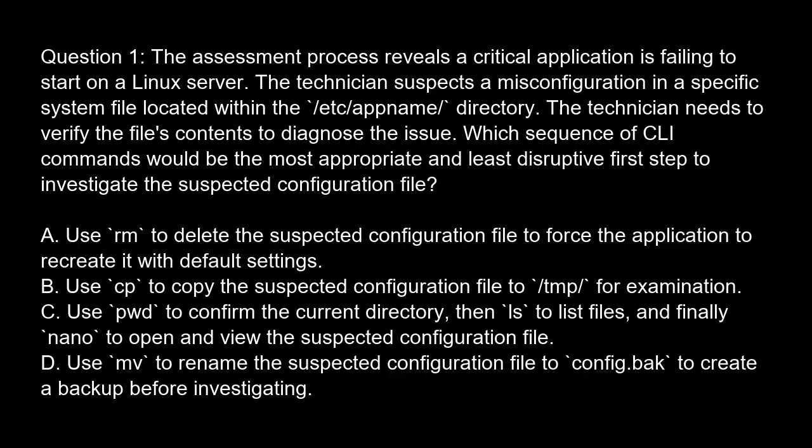file? Option A. Use rm to delete the suspected configuration file to force the application to recreate it with default settings. Option B. Use cp to copy the suspected configuration file to /tmp/ for examination. Option C. Use pwd to confirm the current directory, then ls to list files, and finally nano to open and view the suspected configuration file. Option D. Use mv to rename the suspected configuration file to config.back to create a backup before investigating.